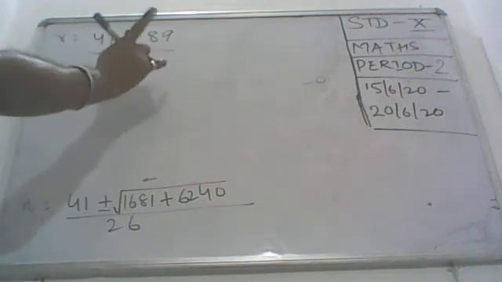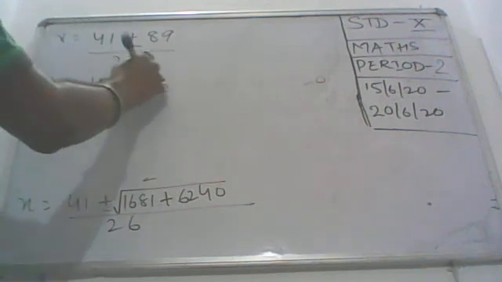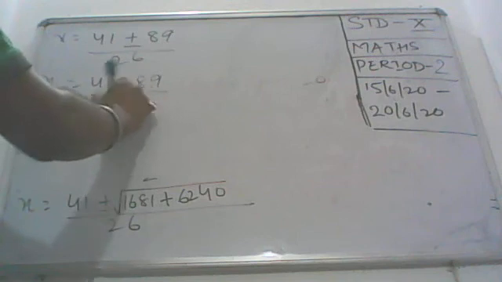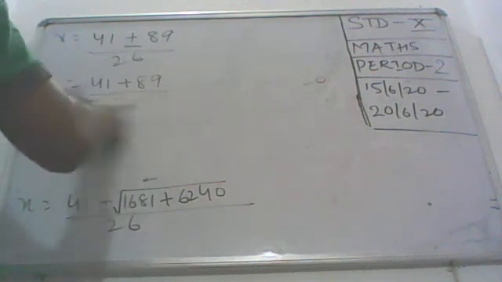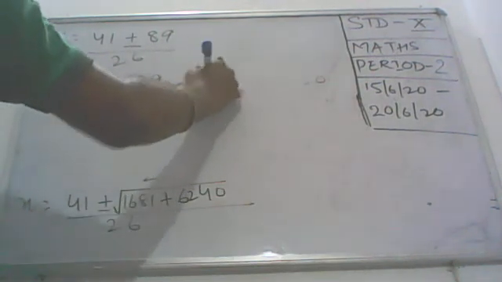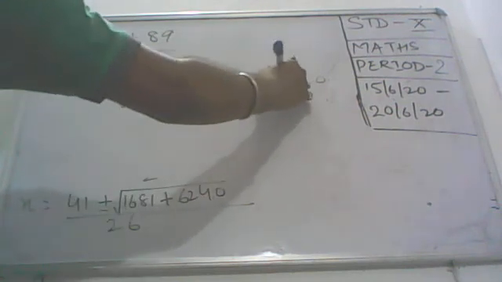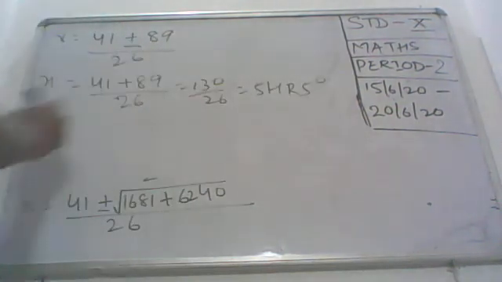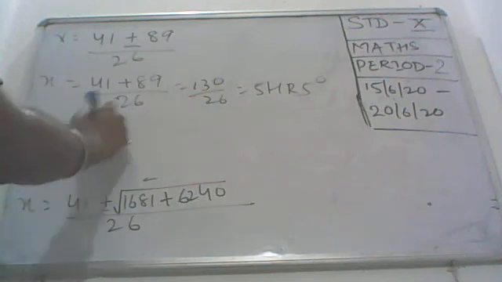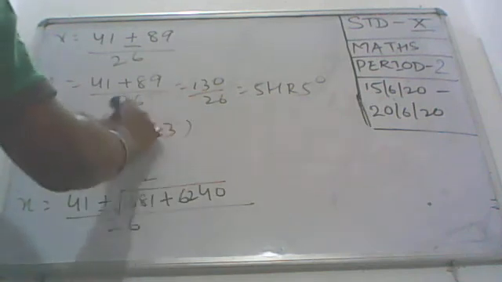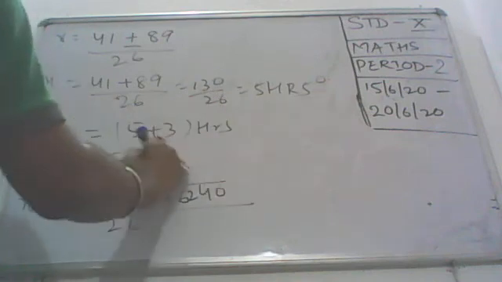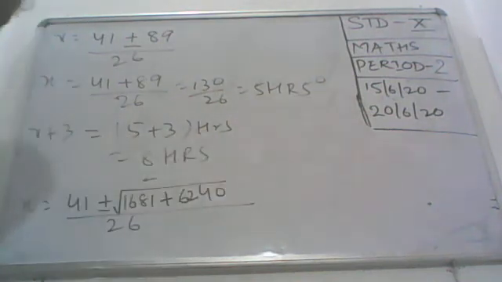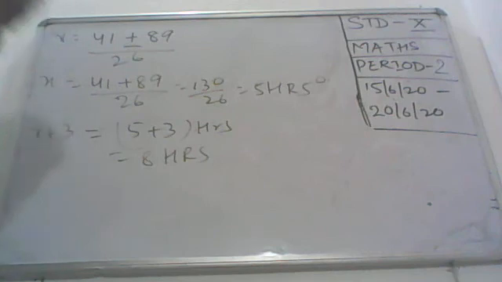So minus is not possible here, so x is equal to 41 plus 89 by 26, so when it is added together, it will become 130 by 26, so it is 5 hours. And the second one is x plus 3, so that is 5 plus 3, so it is 8 hours. Okay, this is what we have to do in such types of questions. This was based on work and time. Now some more questions we can discuss here.